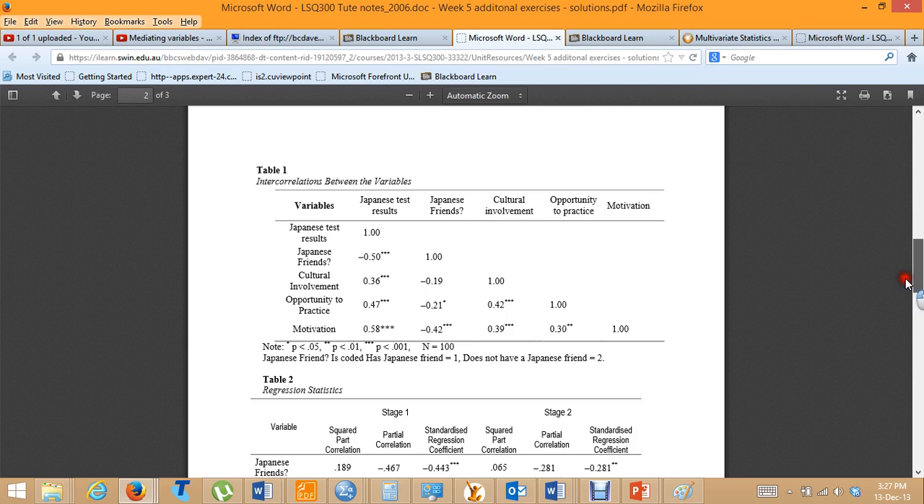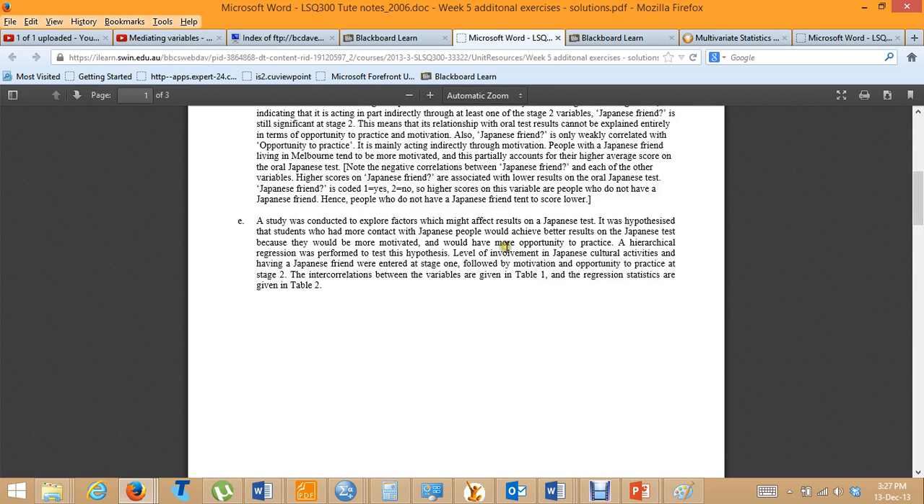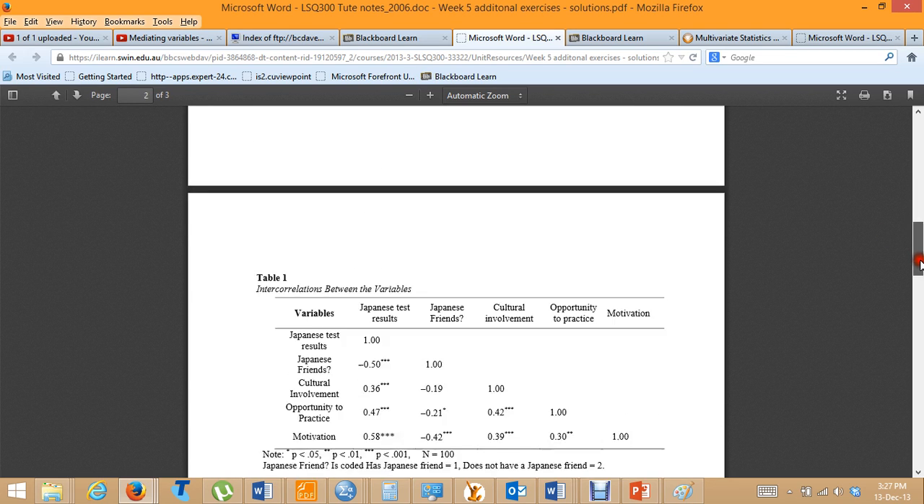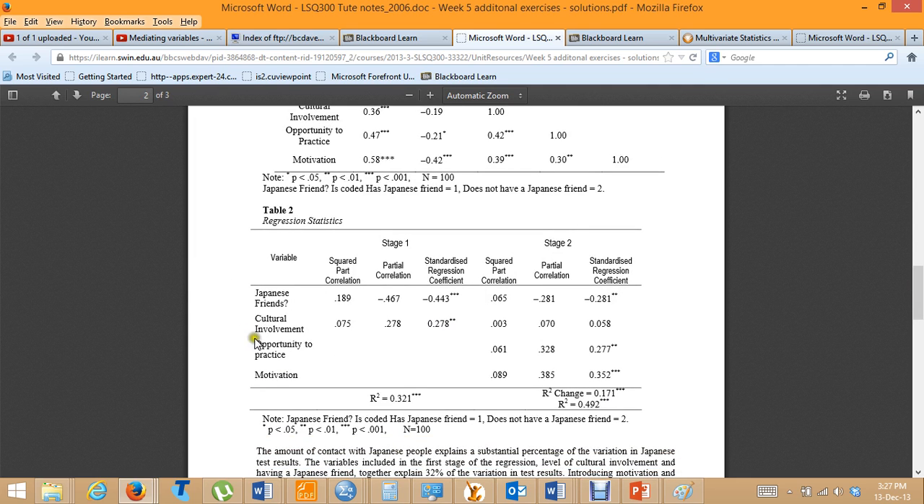So basically you start with your hypotheses, which you guys should be ace at by now. You describe the analyses you did and which variables were entered at which stage of the regression, and then you give the results in table 1 and 2. So you give a correlation matrix in table 1. In table 2, you list all the predictors, give the squared part correlation, the partial correlation, and the beta weights, or the standardized regression coefficients for each stage, the R-squared change for each stage, and the total variance explained by the model.